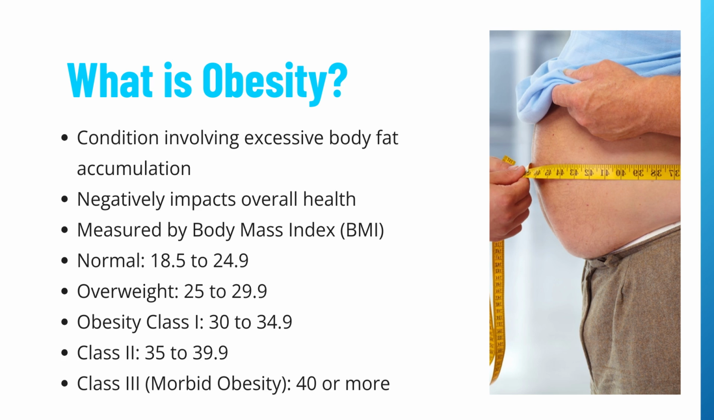A normal BMI ranges from 18.5 to 24.9. Overweight is between 25 and 29.9. Obesity class 1 is 30 to 34.9. Class 2 is from 35 to 39.9. And class 3, also called morbid obesity, is a BMI of 40 or higher.